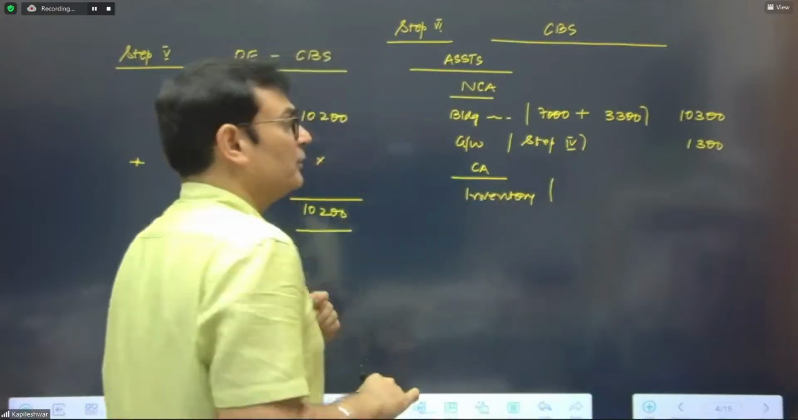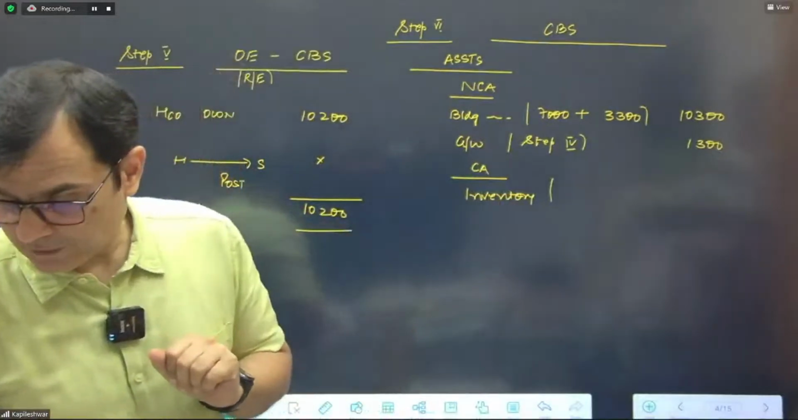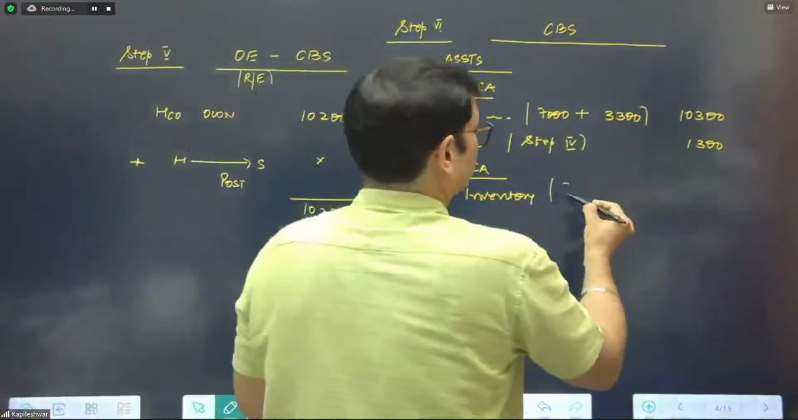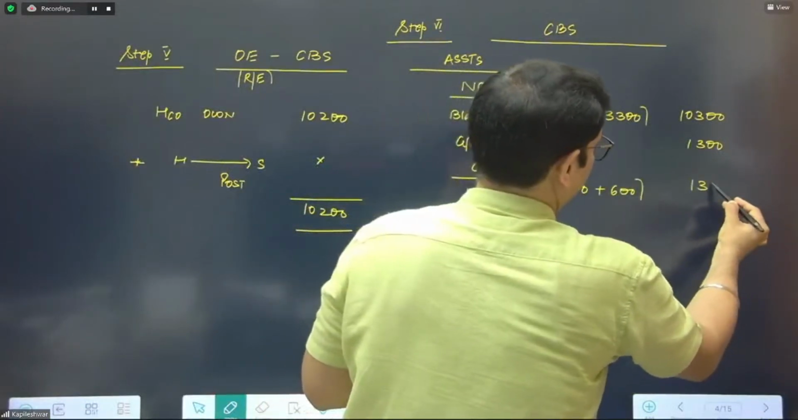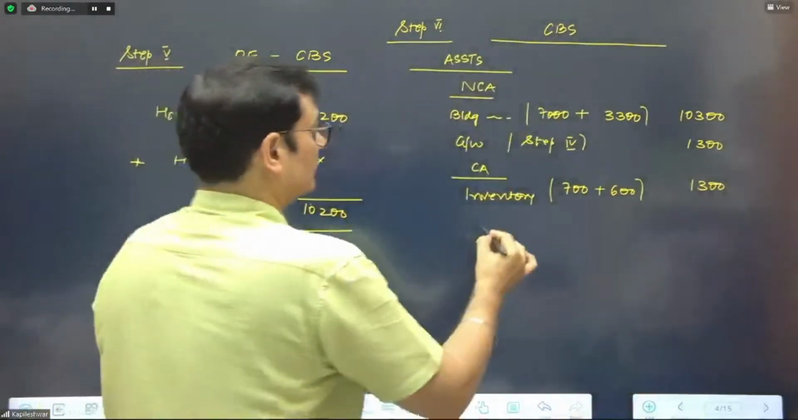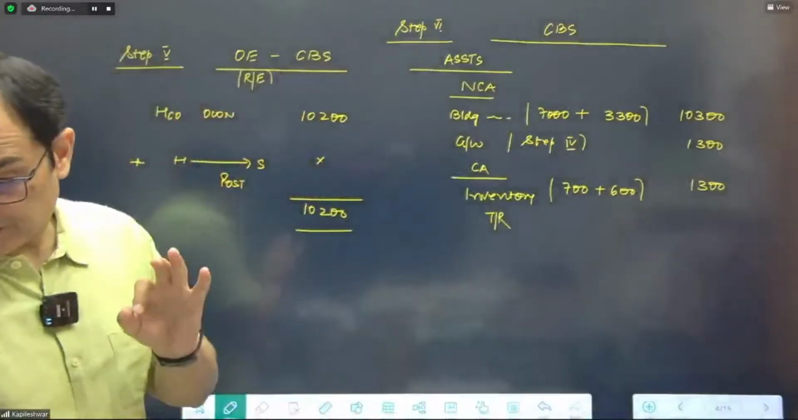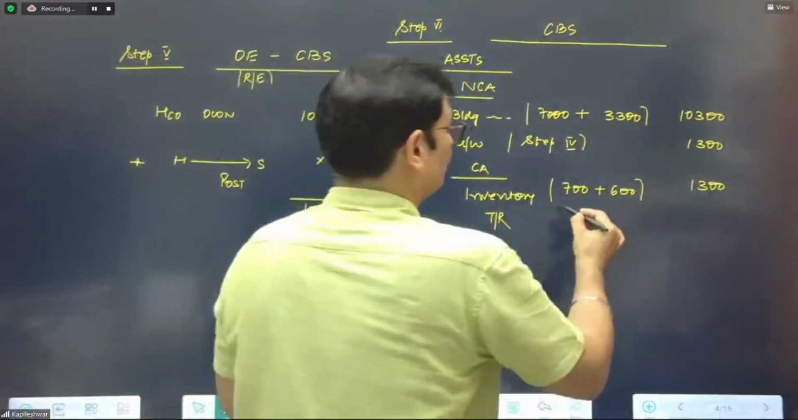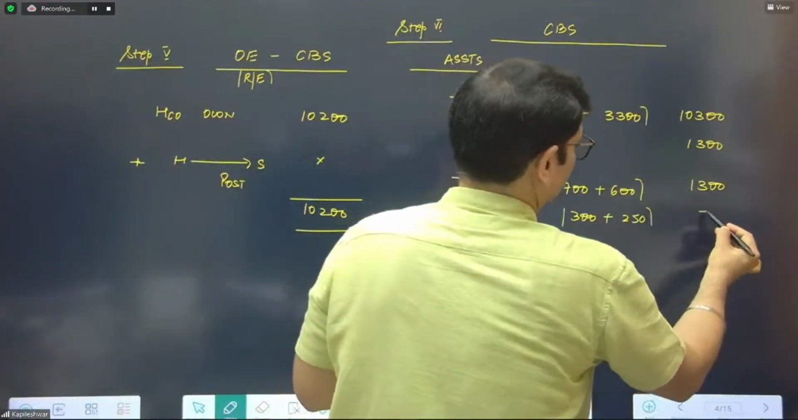Same concept applied, book value for the parent and the fair value for the subsidiary. So inventory is 700 plus another 600, so that works out at 1,300. And the next item we are given, the trade receivable, same application. So the trade receivable is supposed to be 300 plus another 250, and that makes it a total of 550 in the consol.